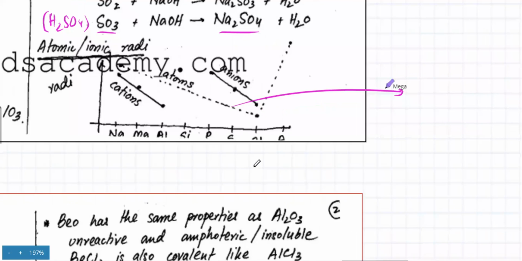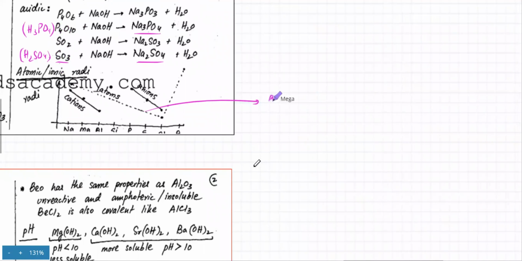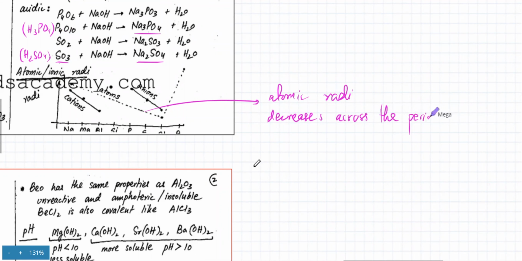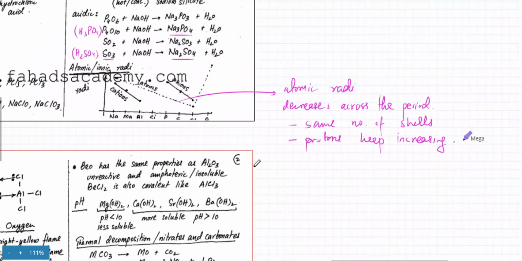Why does the atomic radii decrease across the period? Because they have the same number of shells, but the protons keep on increasing. And since the protons are increasing, the shells are strongly attracted to the nucleus, which is why the size of the atom gradually decreases.